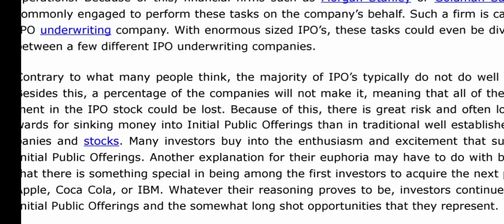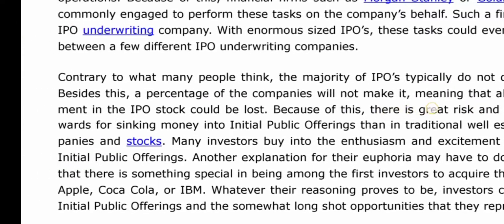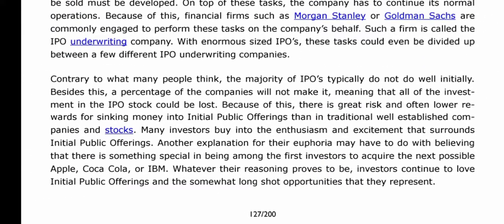The majority of IPOs typically do not do very well initially. Besides, a percentage of the companies will not make it, meaning that all of the investment in the IPO stocks could be lost. There is greater risk involved in putting money into an initial public offering than in traditional, well-established companies and stocks.